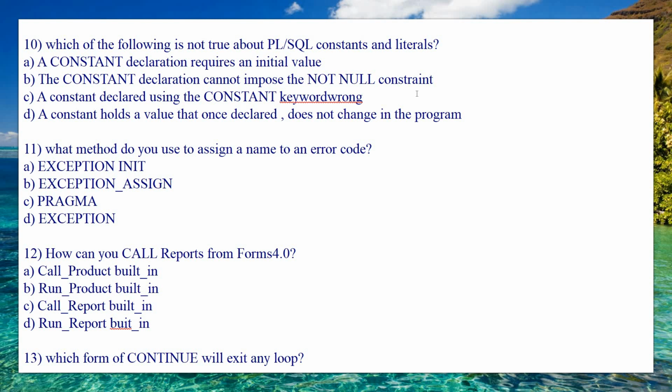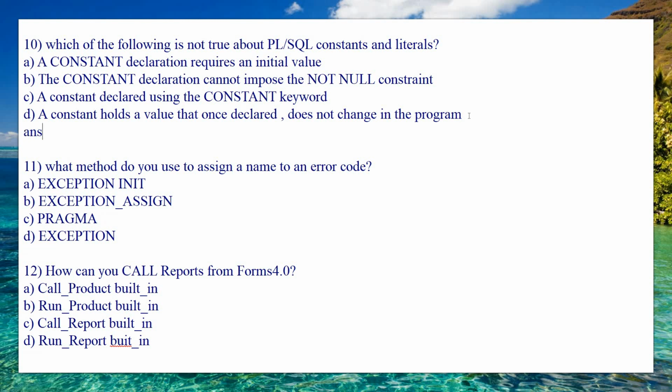Third option is that the constant declared using the constant keyword, and the constant holds the values that once declared does not change in the program. This is true because when you declare or initialize the value to the constant, you cannot change that value in the program, and constant declaration requires initial value and it is declared using the constant keyword. So remaining option is option B. A constant declaration, it cannot impose not null constraint. So you can say again the option B is the correct answer for the 10th question.